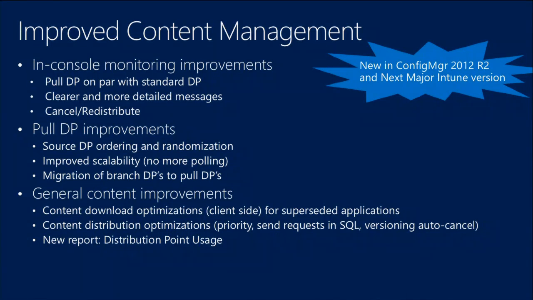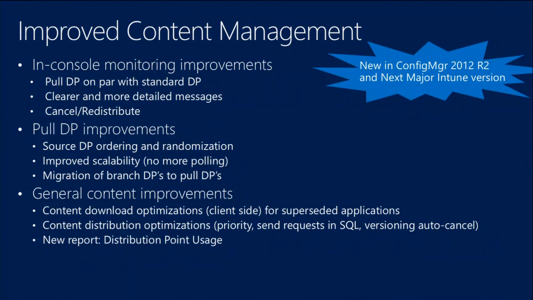More on the order of what we do with branch DPs today. So branch DPs, we literally have 2,000 branch DPs per primary site. So we're hoping we'll be able to get our scalability to those type of numbers. We don't have the final numbers yet, but it's going to be much larger than the 250 we have today.